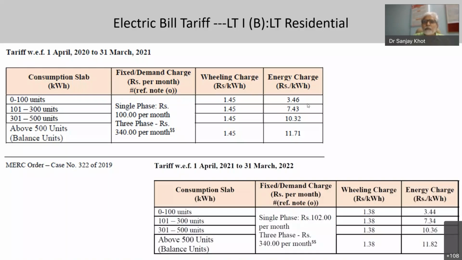But here, the rates are in a telescopic manner. Suppose this is for LT residential, so from 0 to 100 units the rate is 346. Always we feel that our energy charges are only 346, but in addition this component is there, billing charges. Because in Maharashtra there are three companies. One is Mahagenco, which generates electricity, another transmits electricity, and the third distributes electricity.